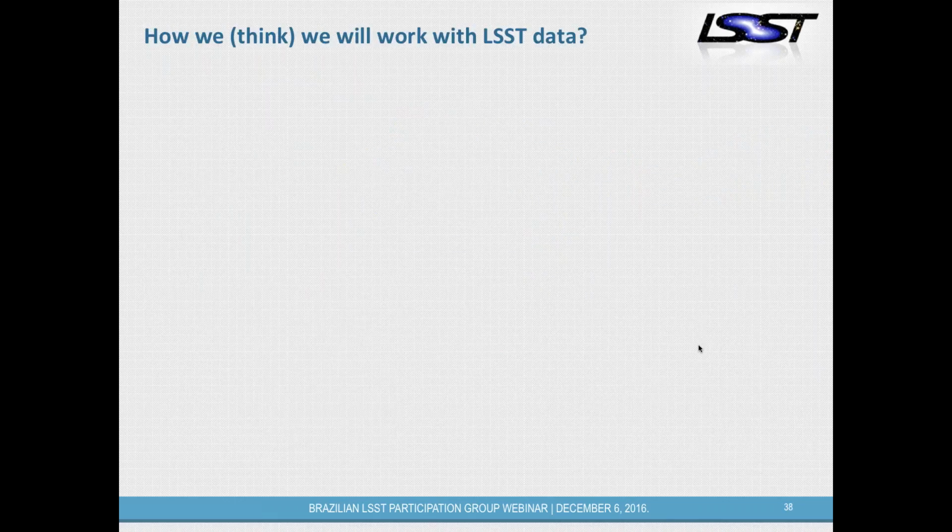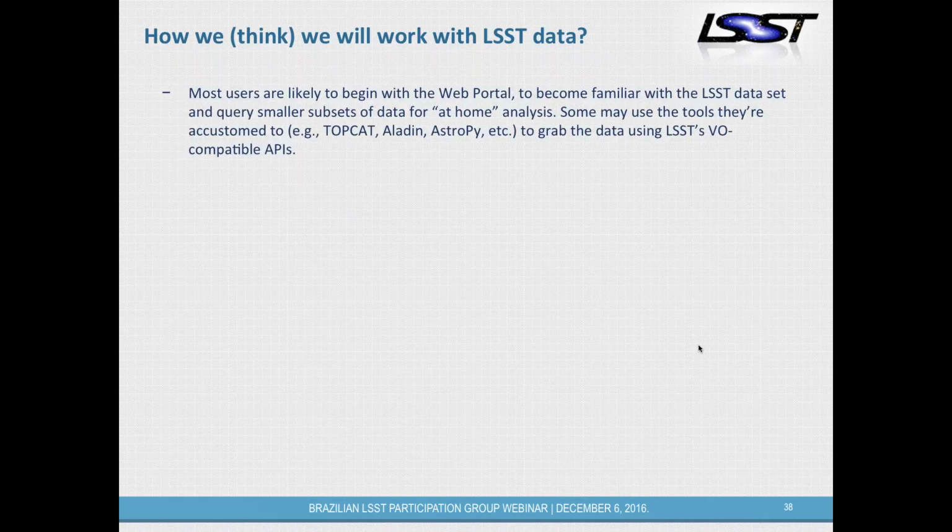So for my essentially final slide, here's some thinking about how we will work with LSST data. So 2022, 2023 comes along, and how do people interact with this? I suspect that most users are likely to begin with the web portal just to become familiar with the LSST dataset and query smaller subsets for quote-unquote at-home data analysis. Some may skip the portal and just use the tools they're accustomed to. We're going to be exposing VO-compatible APIs, so things like Topcat, Aladdin, or AstroPy will work perfectly well with their archive, and you'll be able to use those to access the archive as well.